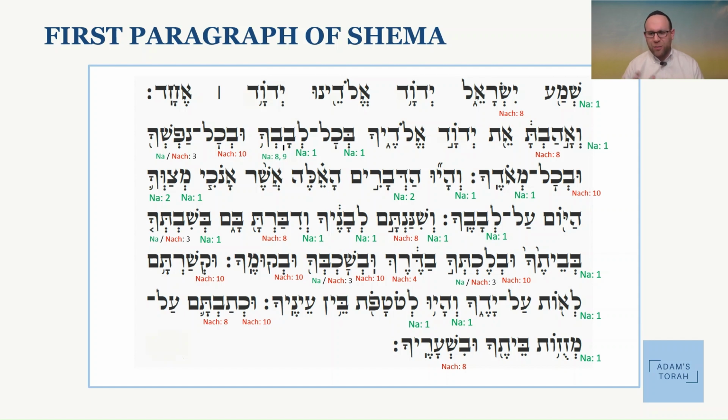And finally, the last one, mezuzot, mem has a Sheva at the beginning of the word. Rule number 1, that is a Sheva Na.